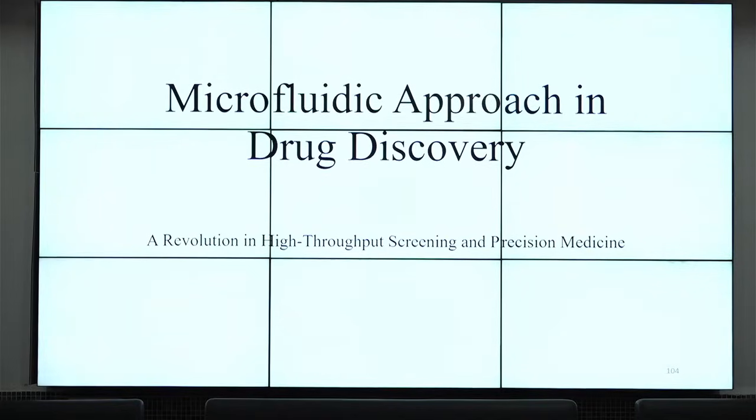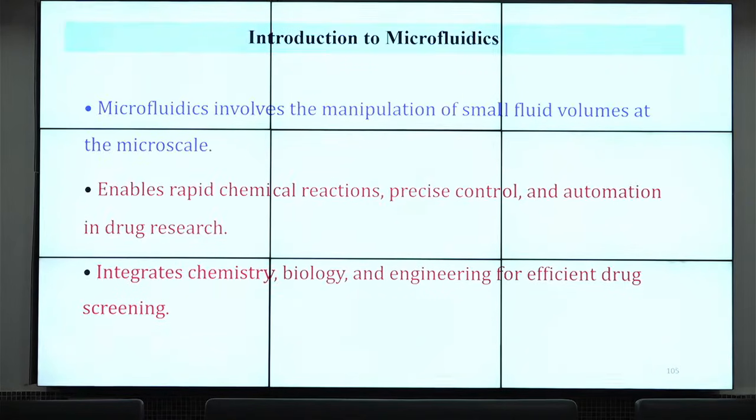Now I'll talk about another approach which is also very important, a continuous flow method. It is a microfluidic technique. It is basically a revolution in high throughput screening and precision medicine. Microfluidic means the amount of the material will be very, very small. With micro droplets, you can put the drugs on it and understand the identification of which kind of molecules, in a continuous or automated mode. So here you can see that microfluidics involves the manipulation of small fluid volumes at the micro scale.